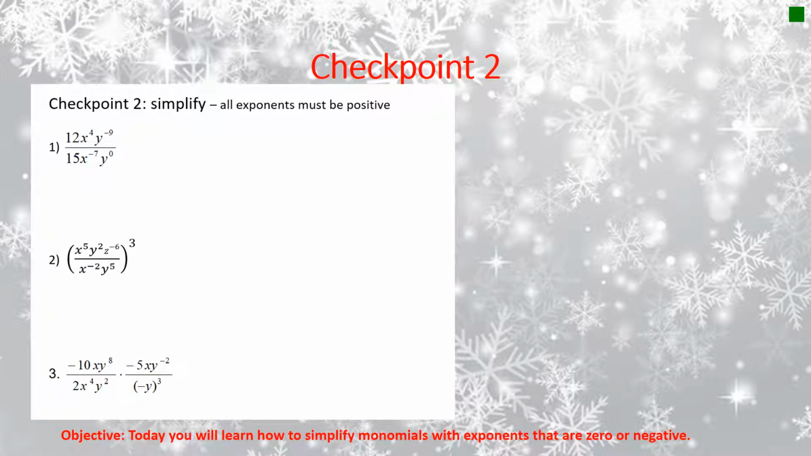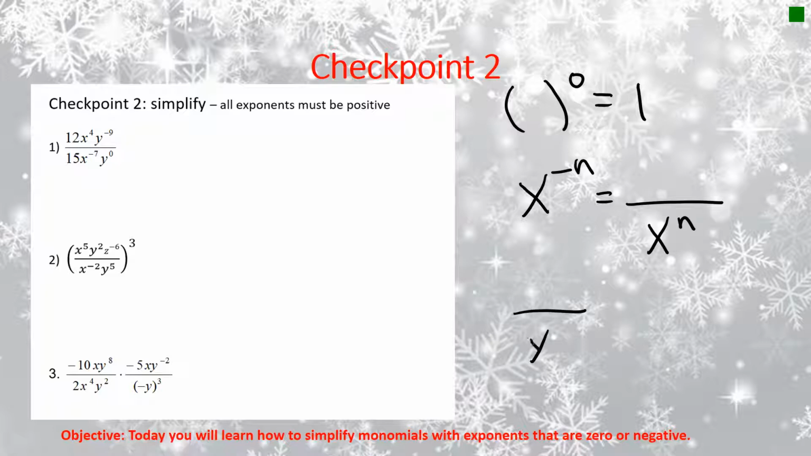So on checkpoint 2, you are looking for anything to the 0 power, remember, is 1. Anything to a negative moves. If it's in the top, it moves to the bottom. If it's in the bottom, it moves to the top. Then you're going to clean up, combine all your tops, all your bottoms, clean up your inside. Then you're going to take care of the power to a power or a creeper.